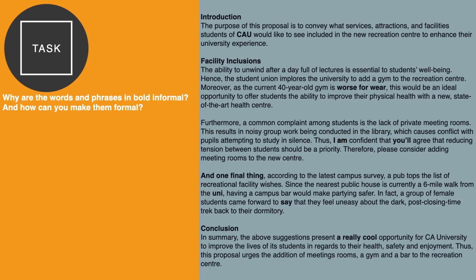Now it's time for the final task. Why are the words and phrases in bold informal? And how can you make them formal? So pause the video and press play when you're ready to continue. Let's look at the first one. So instead of CAU, we could write California Arts University, and then, in brackets, put the acronym. From this point on, in the writing, you can use just the acronym.